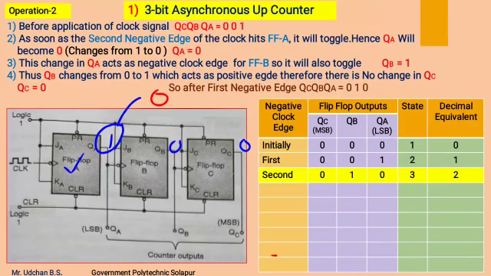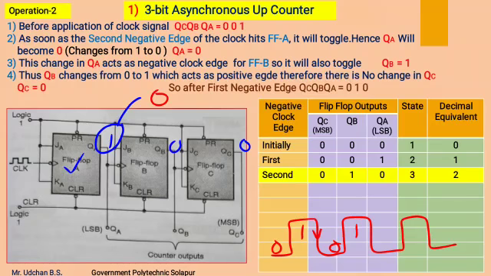Now the clock signals are like this. This is logic 0, this is logic 1, this is logic 0, this is logic 1, and so on. Now here QA is changing from 1 to 0. The 1 to 0 transition constitutes the negative edge of the clock pulse, which is over here.